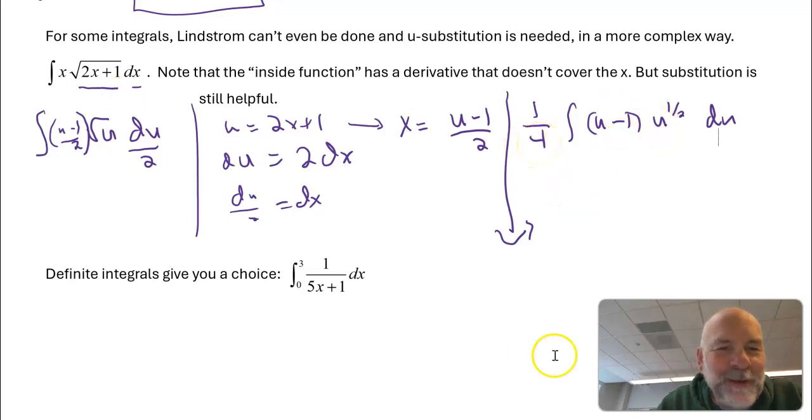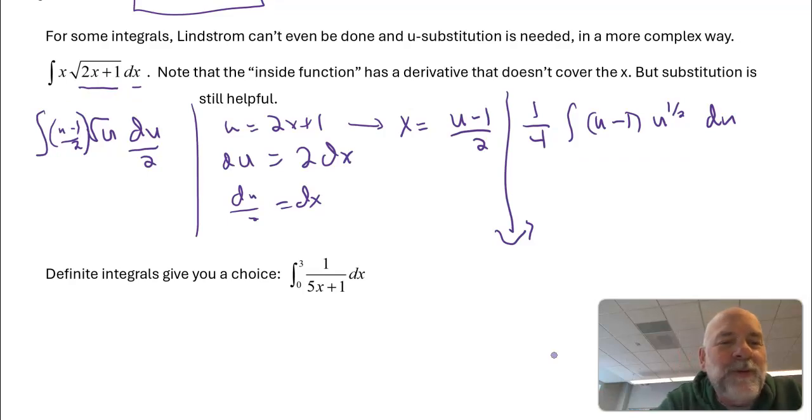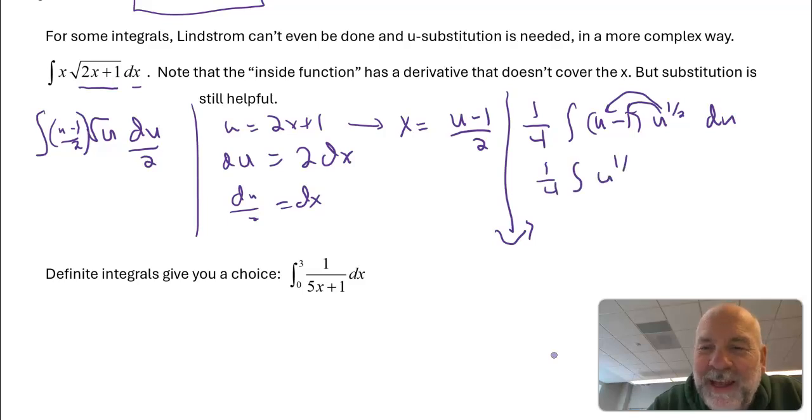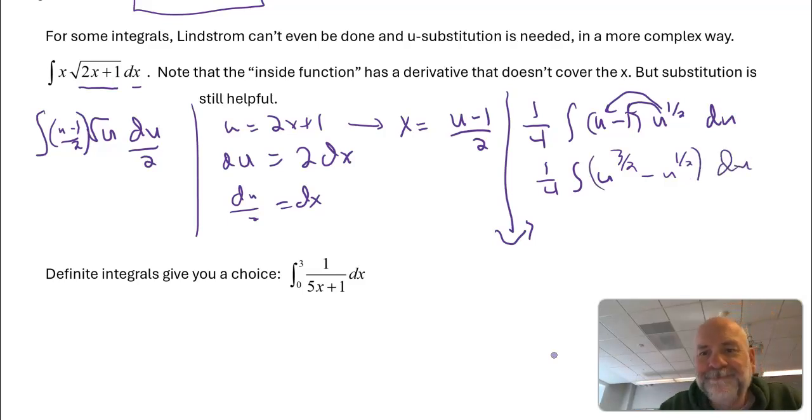So if you look at the original problem and you look at this problem, you might not notice why the new problem is better. And the reason why is because now we can simplify it. So in the original problem, there was no way to distribute the x, but here I can distribute the u to the 1/2. So it's 1/4. I still haven't integrated yet. Oh, wrong pen. I got one pen that's erasing right now and one that's not. So it's u to the 3/2 minus u to the 1/2. U to the 1 times u to the 1/2 is u to the 3/2.